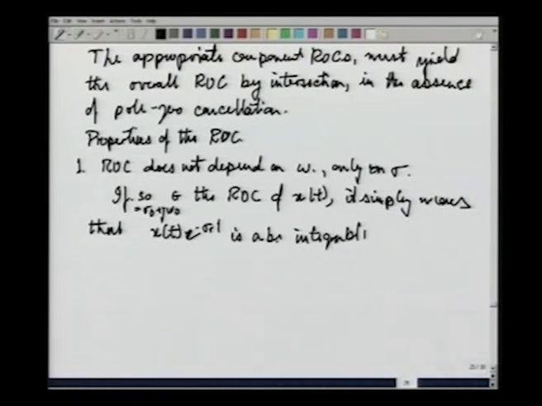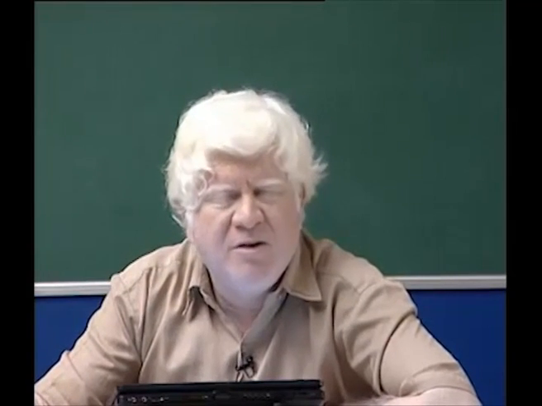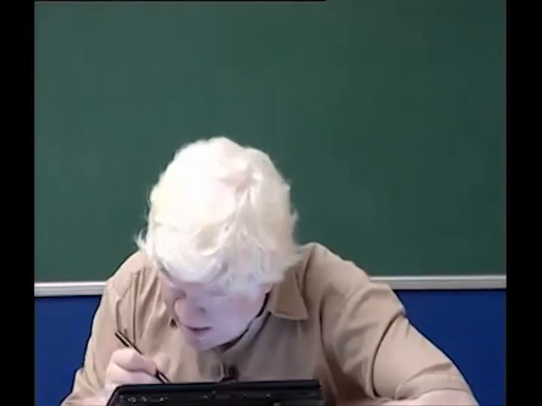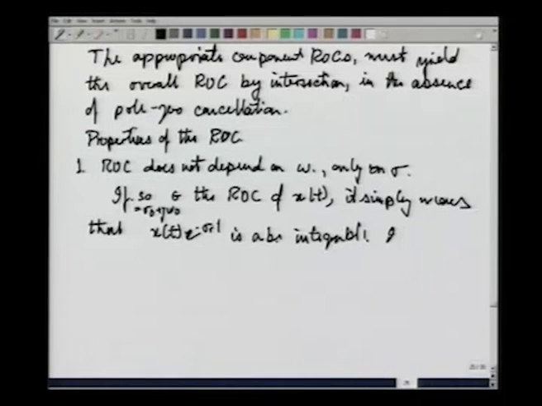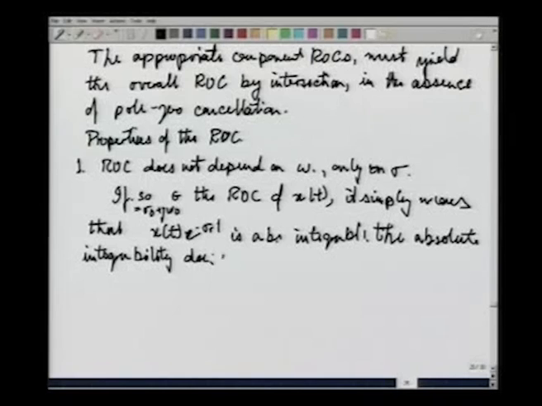And the absolute integrability of x(t) e to the minus sigma naught t is very obviously not affected by the choice of omega naught, because omega naught does not even appear in this expression. It does not depend on omega naught.